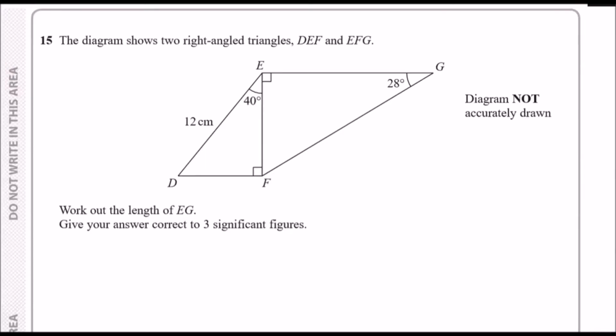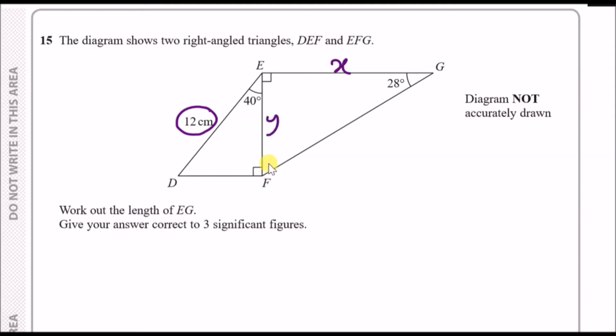And that's it, guys. So the diagram shows 2 right angle triangles, DEF and EFG. And we have to work out the length of EG. So we can just label this unknown length X. Give your answer correct to 3 significant figures. Okay, so with these 2 right angle triangles, you'll probably notice that there's only one given length. And the only way to work out this X is if we find another length. Now, the only common length they both have is this line here, EF. So let's call this one Y for a second, yeah?